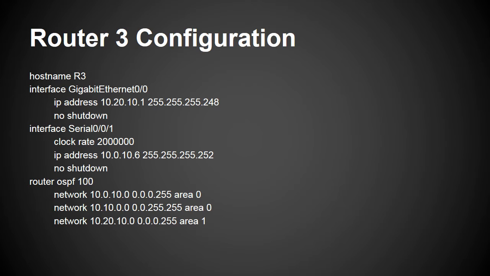255.255.255.252. The router OSPF was 100 with a network IP address of 10.0.10.0 with a wildcard subnet mask of 0.0.0.255 in area 0. Another network set up for 10.10.0.0 with a wildcard subnet mask of 0.0.255.255 in area 0 as well. And then we had a third network set up with the IP address of 10.20.10.0 with a wildcard subnet mask of 0.0.0.255 in area 1.